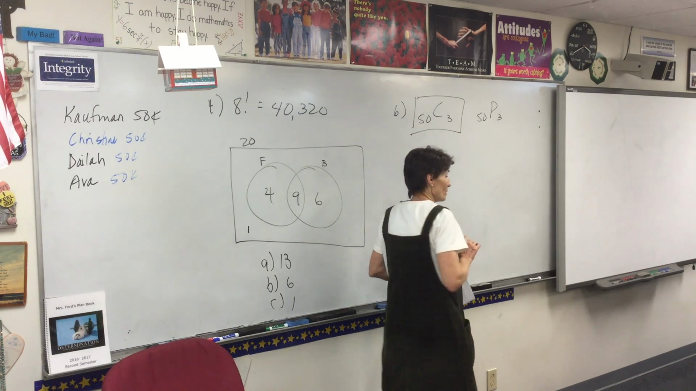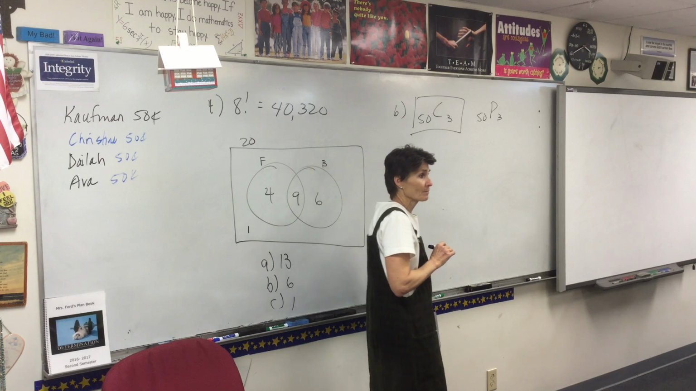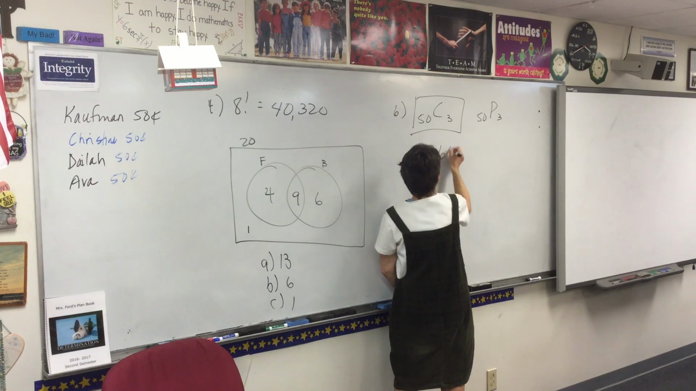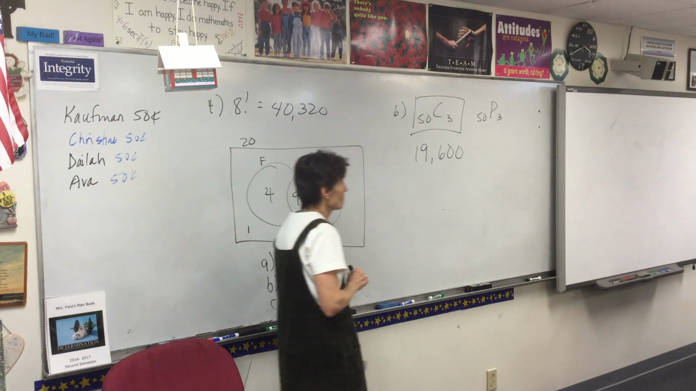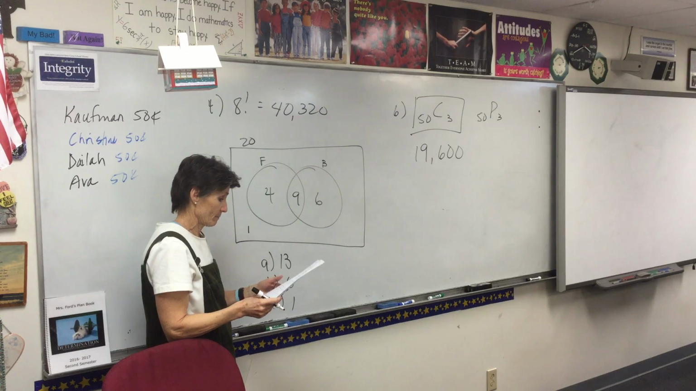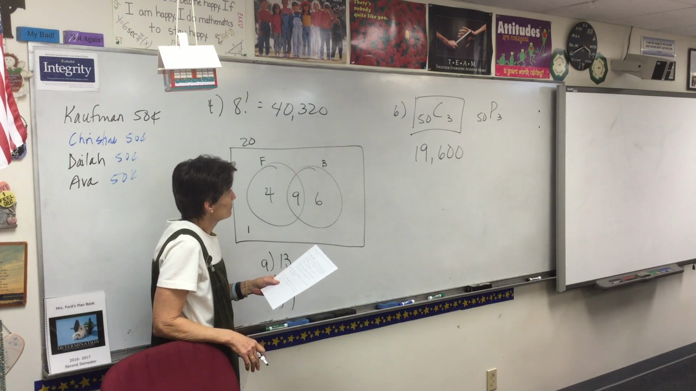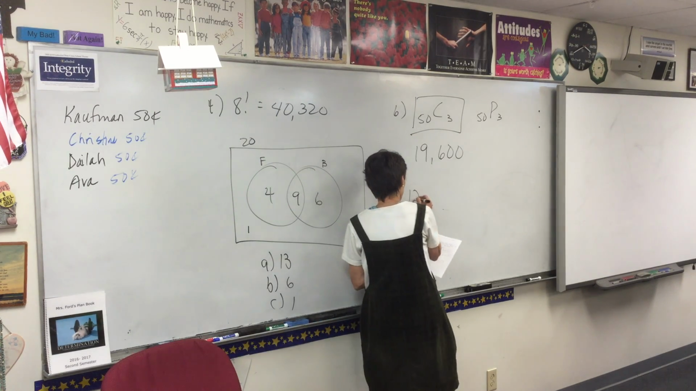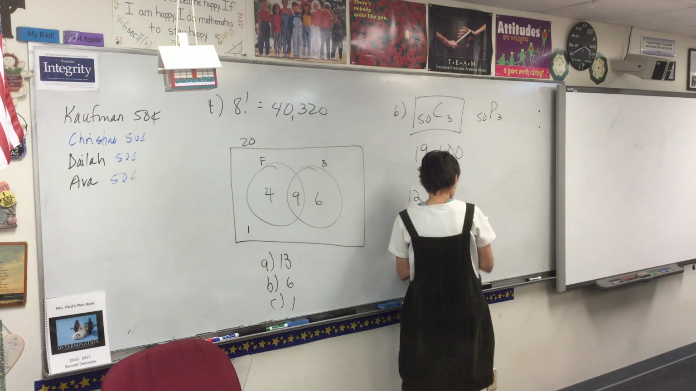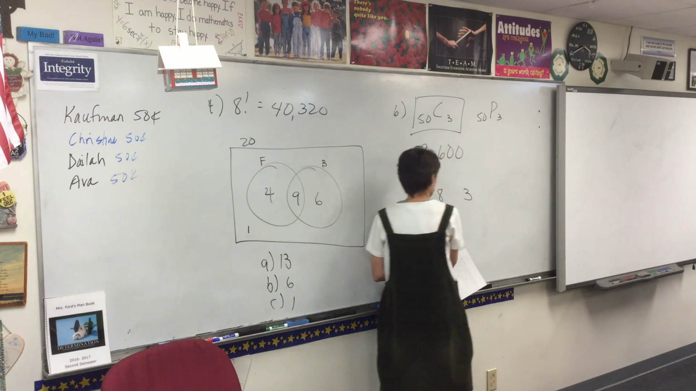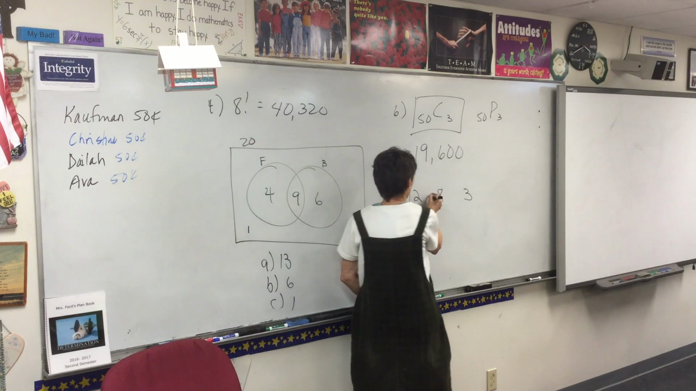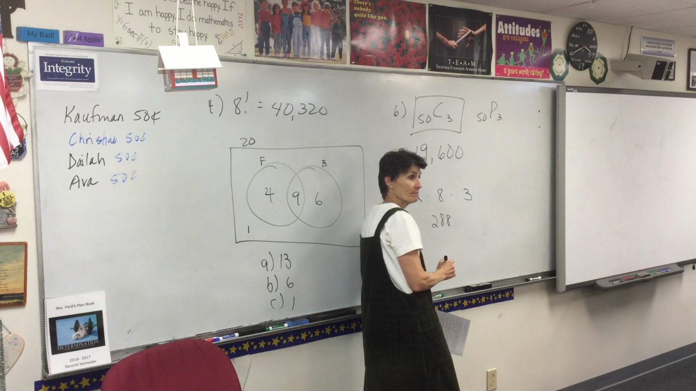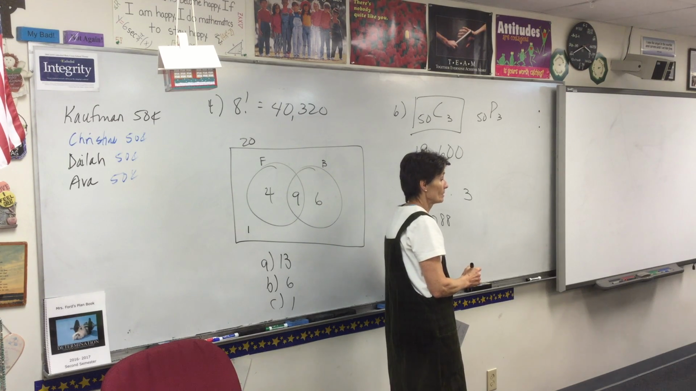So 50C3, anybody got that typed in yet? 19,600. Yeah. How many outfits are possible if you have 12 shirts, 8 pants, and 3 shoes? Multiply them together, and what do we get? 288? Is that right? Yes.